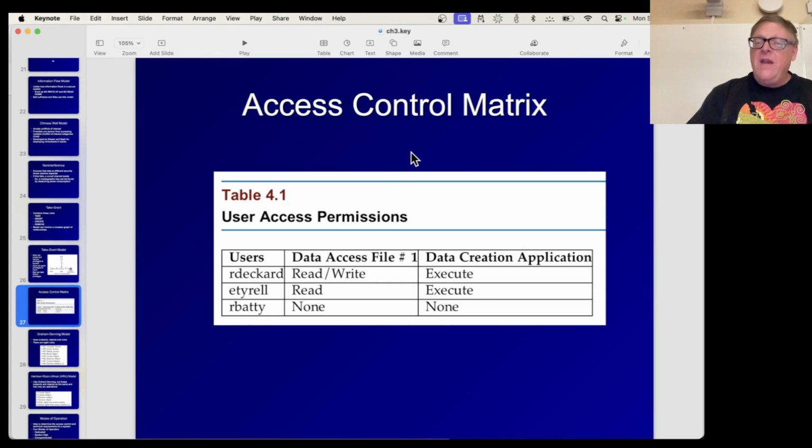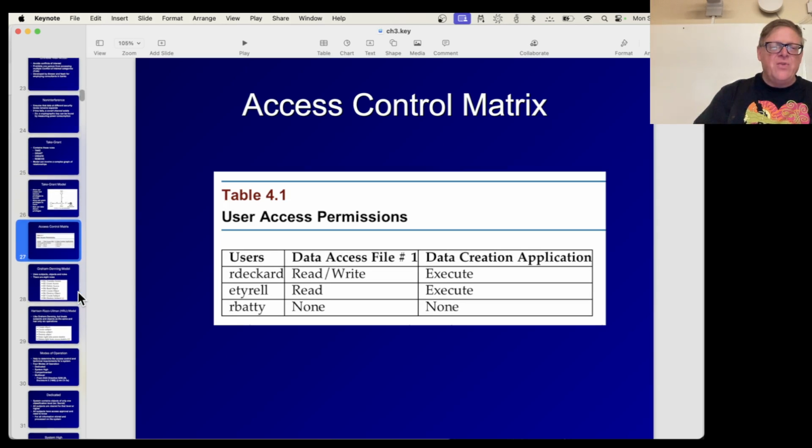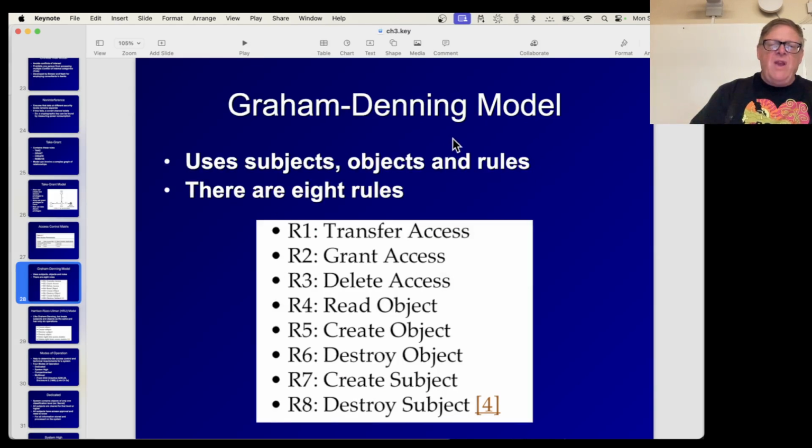Then there's the access control matrix, which is pretty much what Linux and Windows machines and the Mac use, desktop machines. They have user access permissions. Users can have read, write, or execute permissions on things. That's the Linux model, and in Windows it's a few more, like full control, read, write, and so on. Six levels of control is the way you typically express it, although at the binary level it's actually 14 granular permissions. And there's the Graham-Denning model that has subjects, objects, and rules for things like transfer access, grant or delete access, read, create, or destroy object, create subject, or destroy subject.